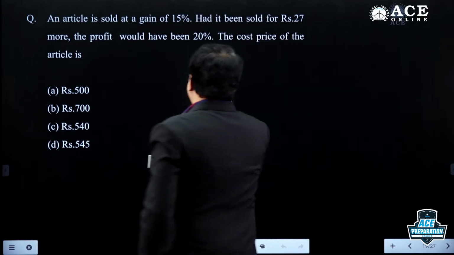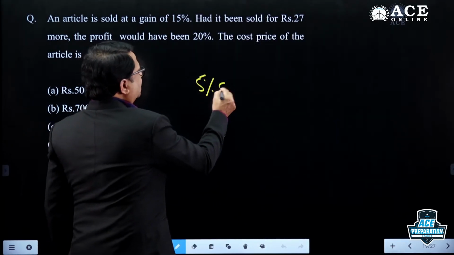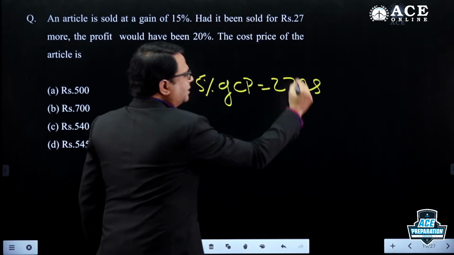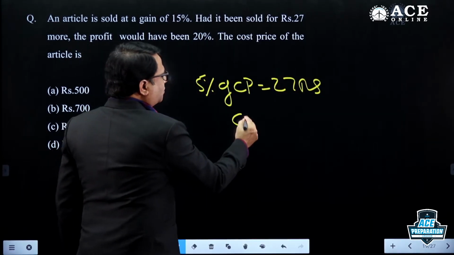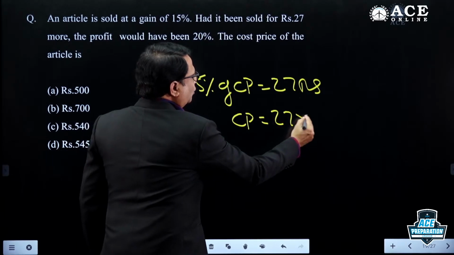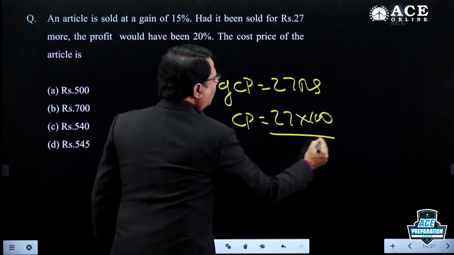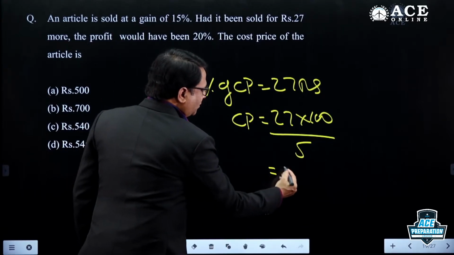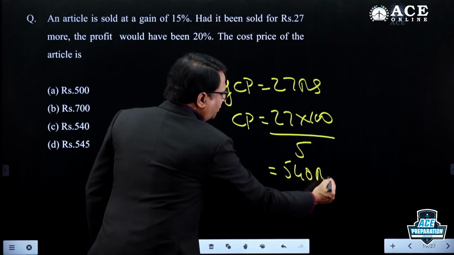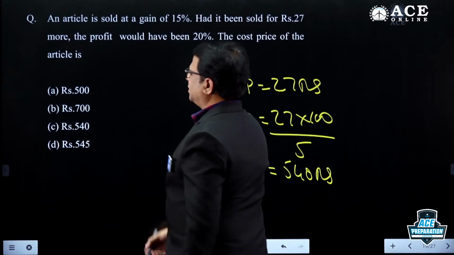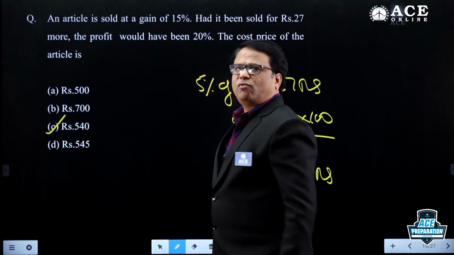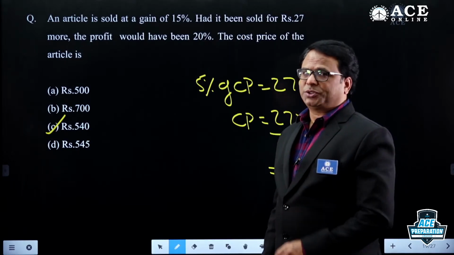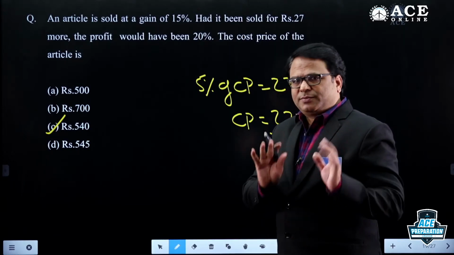So I write here 5% of cost price is 27 rupees. Then cost price is 27 into 100 divided by 5, and that will give you 540 rupees. So here the answer is rupees 540. Okay, so the previous question and this question are almost on the same lines, right?